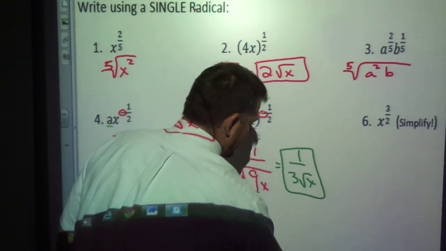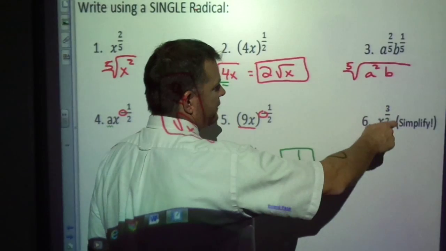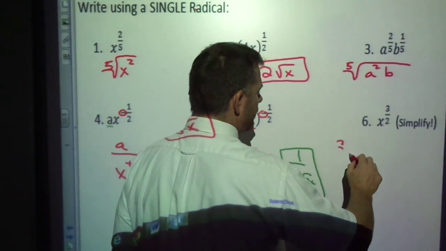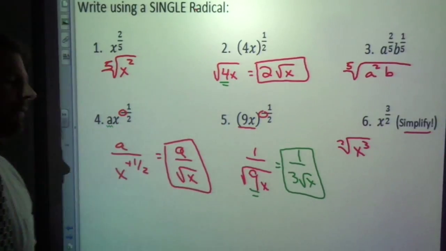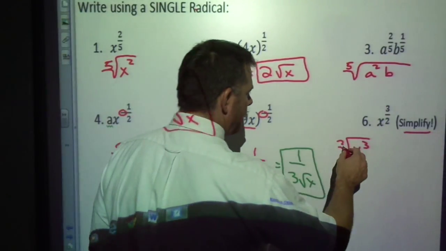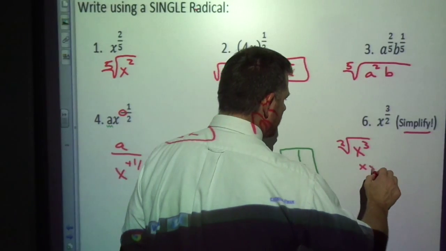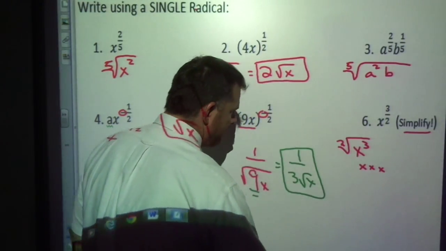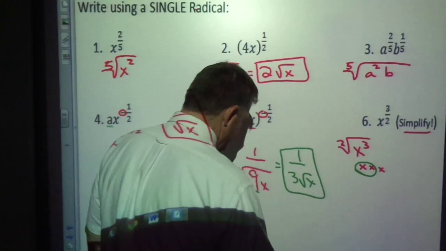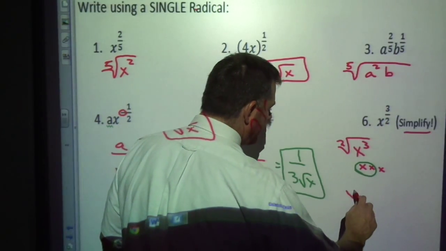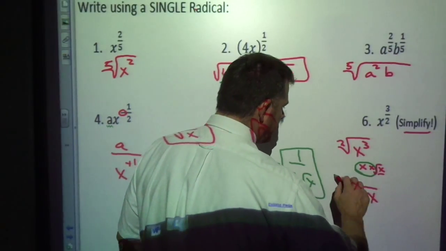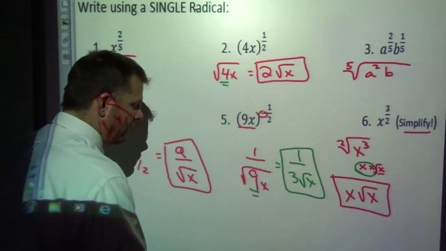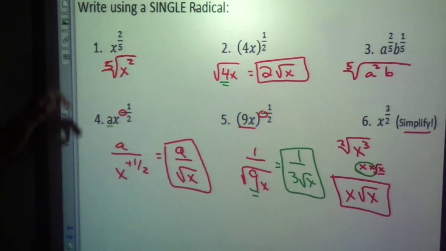Okay, the last one, x to the 3 over 2 power. This means the square root of x to the 3rd. But then I give that hint to simplify, because we can make this smaller. We know this means there are 3 x's. 2 of them make a pair, x. So that means that we have 1 x outside with 1 left over in the radical. The best answer here is x radical x.